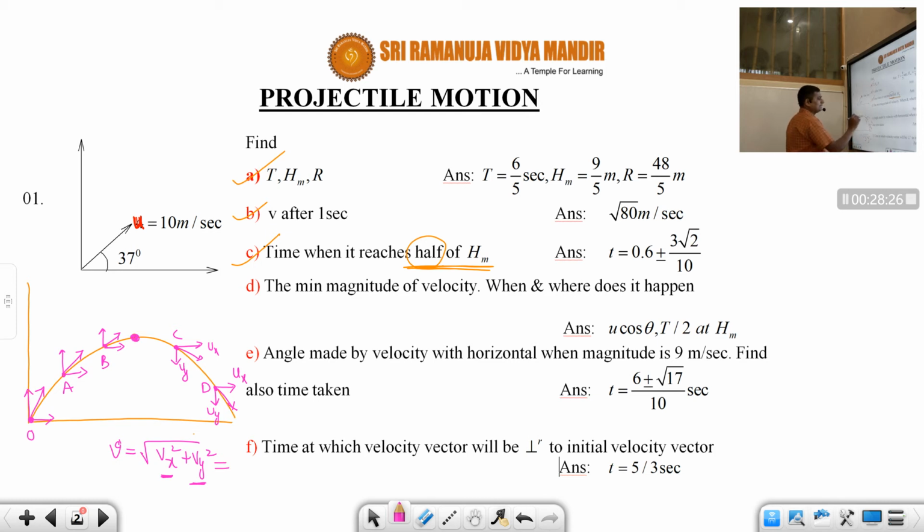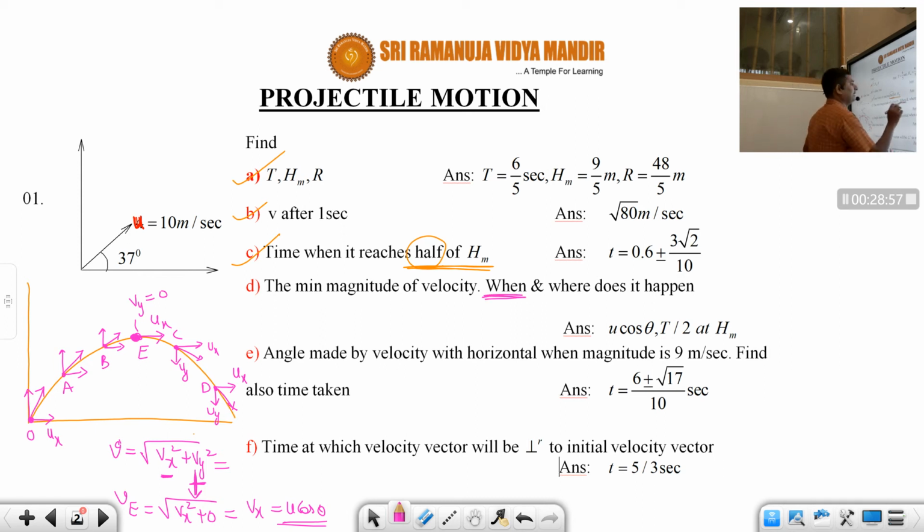But at one point, let us say this is E, at this point it will have only the x component, which is equal to ux. Correct or not? Same as this one. And there is no y component here, vy is 0. So the velocity at E is equal to root over vx square plus 0, which means vx only. So that means u cos theta. So therefore the velocity will be minimum at the highest point.